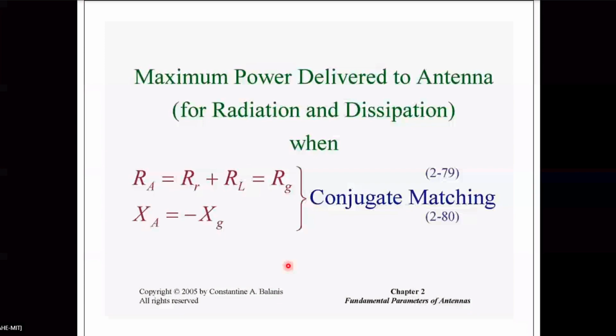Okay, we'll see that later. RA is the resistance part of the antenna input impedance. RA is RR plus RL. For maximum power delivered for radiation and dissipation, maximum power delivered is when RA is equal to RG and XA is equal to minus XG. You know, conjugate matching, the maximum power transfer theorem. I hope you know, right?